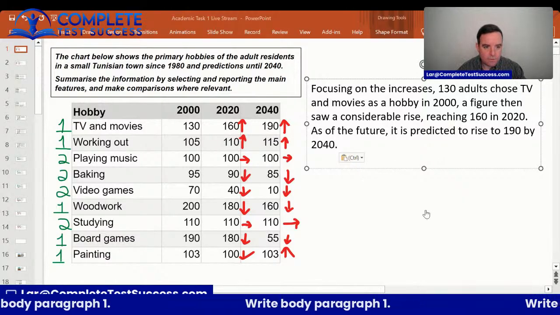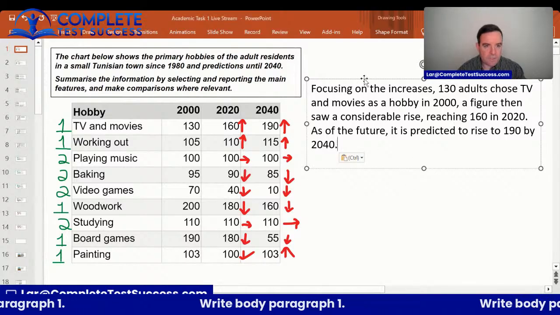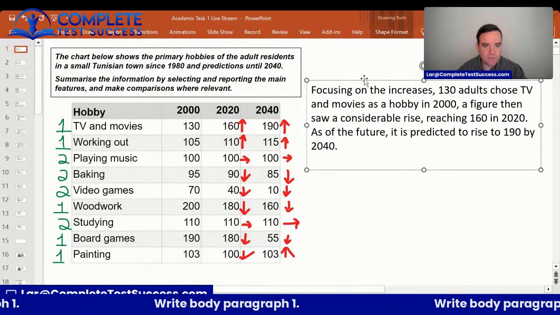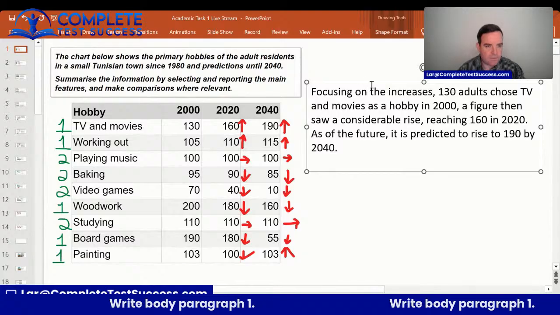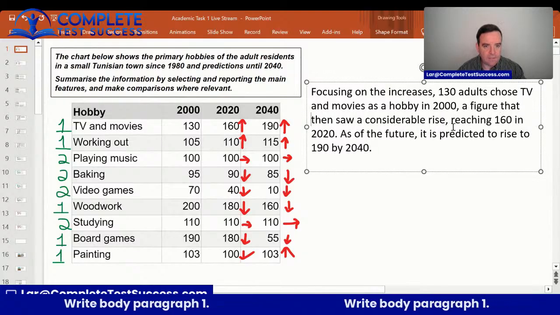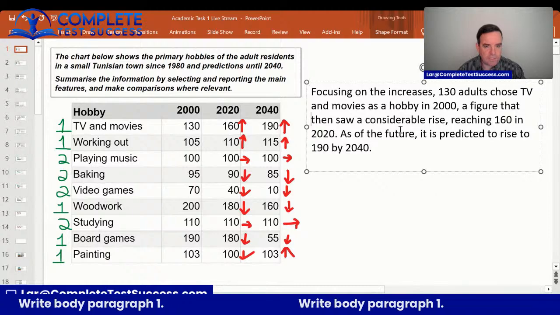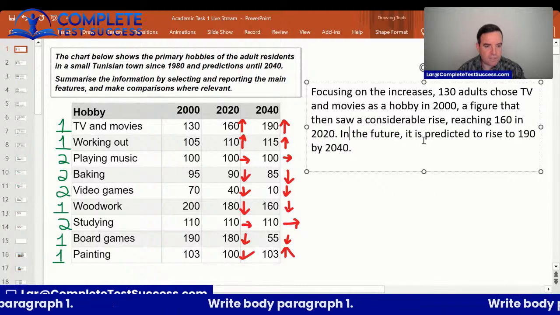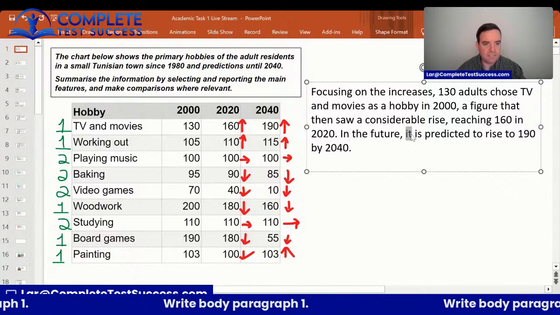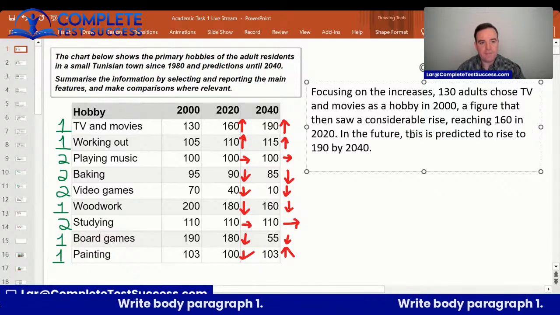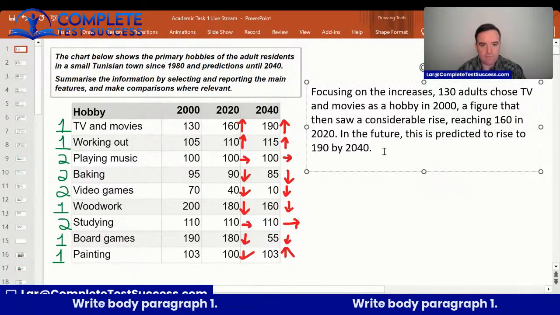Okay, so focusing on the increases, 130 adults chose TV and movies as a hobby in 2000, a figure that then saw a considerable rise, reaching 160 in 2020. As for the future, it is predicted to rise. This is predicted to rise to 190 by 2040. Okay, good.